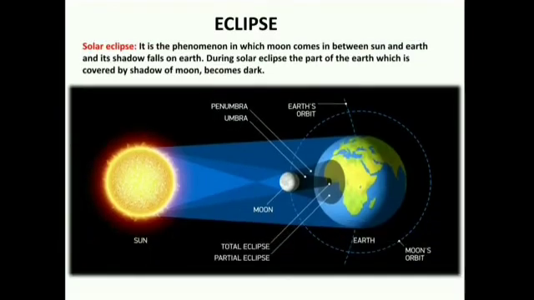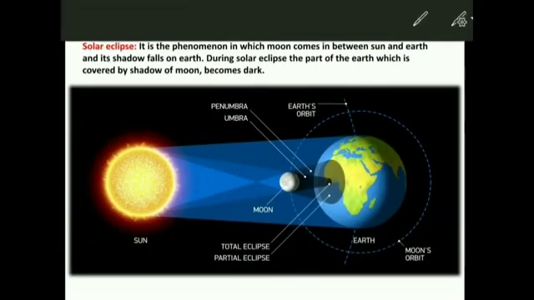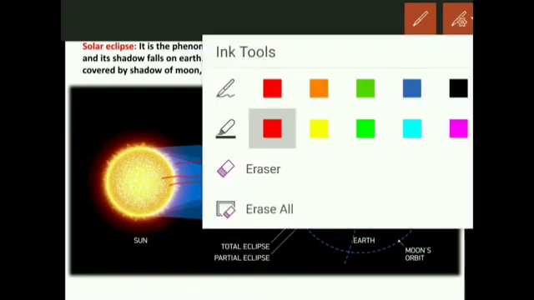Now look at the diagram out here. This is a little bit clearer. The light from the sun is coming and the moon blocks the light coming from the sun, and the shadow of the moon is formed on the earth. There are two regions: the completely dark region called umbra and the little bit lighter region called penumbra.